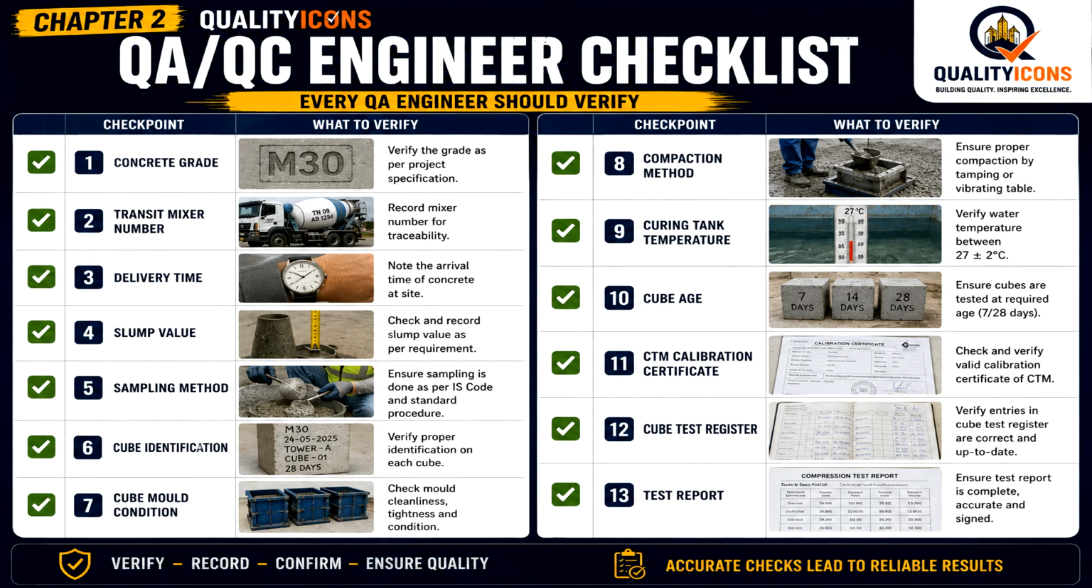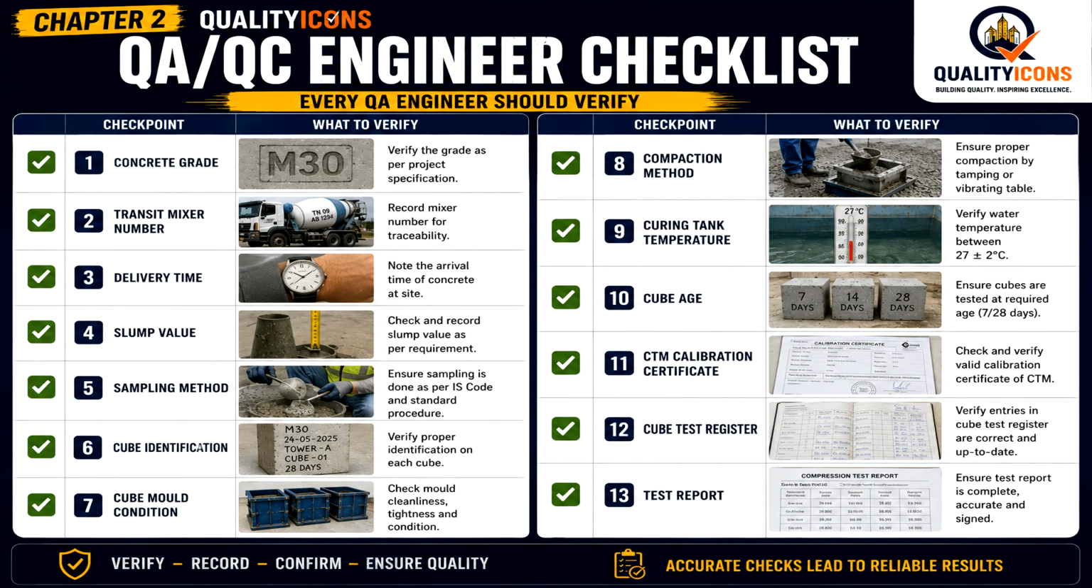Please note, cube testing and sampling procedures are all one part of the QA/QC checklist. Every quality assurance engineer should verify the checkpoints: what to verify. The first is the concrete grade. Verify the grade as per project specification, that means M30, M40, M50. M means mix, and 30 means the characteristic strength of the concrete grade.